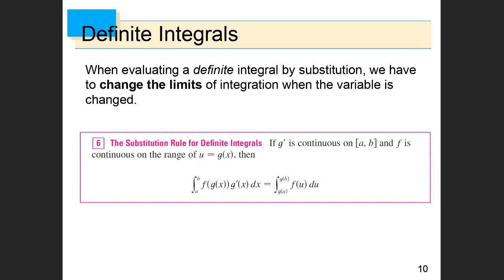All right. And this is just what it means. So if g prime is continuous on this closed interval [a, b], and f is continuous on the range of u equals g of x, then this definite integral now becomes the integral of f of u du, but take note, a becomes g of a and b becomes g of b. It means change the limits as well, all right? Because your initial limit was dependent on x. When you change to u, the bounds need to be also in terms of u. If you just maintain your x bound, then you're going to have a problem, all right?